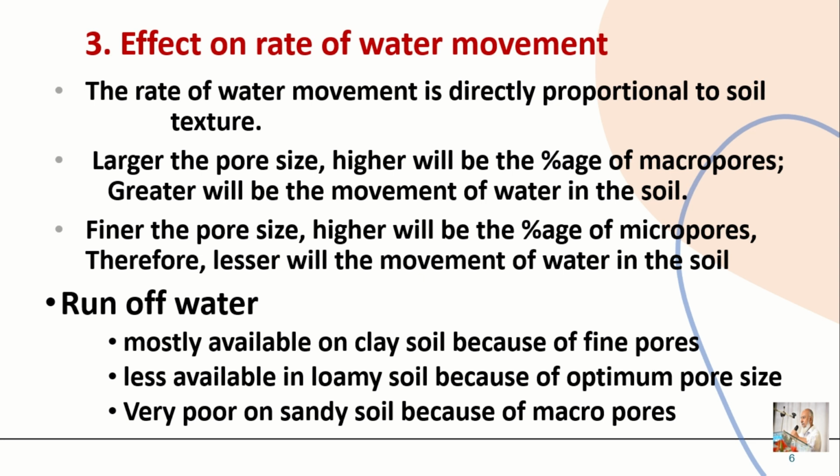Effect on rate of movement. This is another important feature of water in soil. If water enters the soil, it has to move vertically down or laterally, horizontally. So the rate of water movement is directly related to the soil texture. The larger the pore size, the higher the percentage of macropores, the greater the movement of water in the soil. The finer the pore size, the higher the percentage of micropores, the lesser the movement of water in the soil.